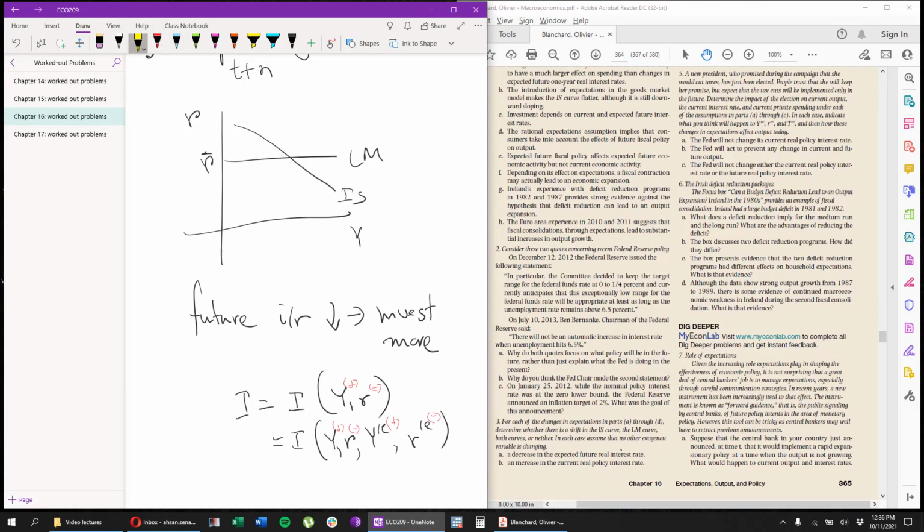What we have here is this is going down. If this is going down with a negative relationship, investment will be going up. So what we have in this scenario is the IS curve is going to shift to the right. That's part A.